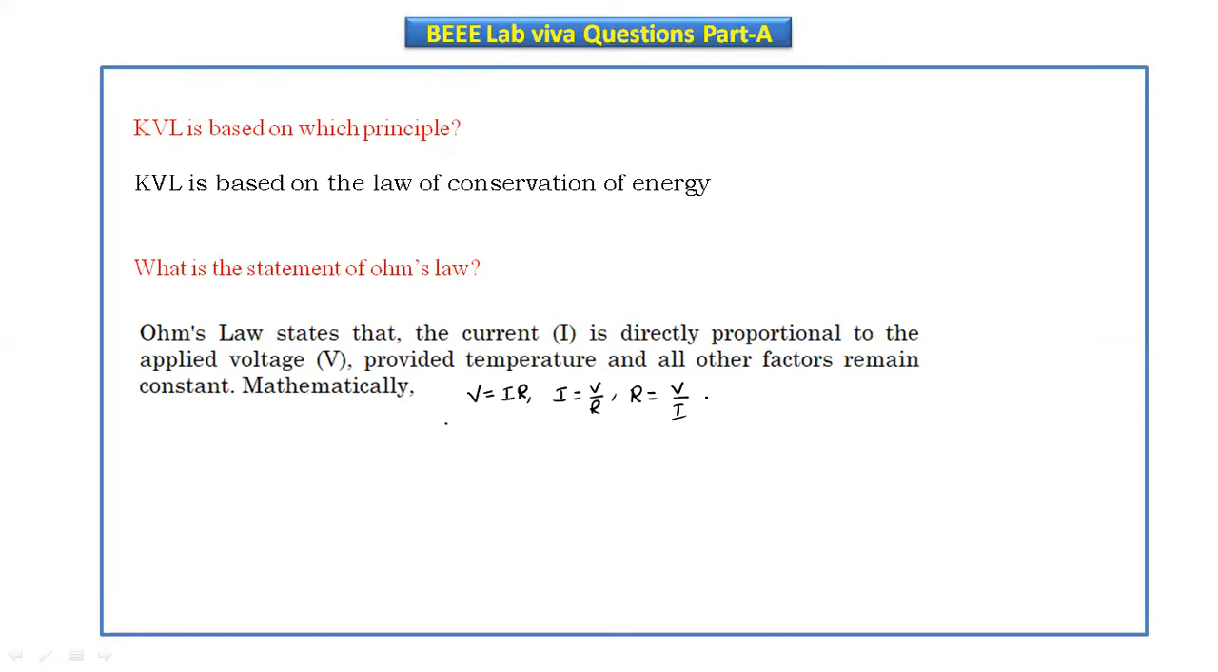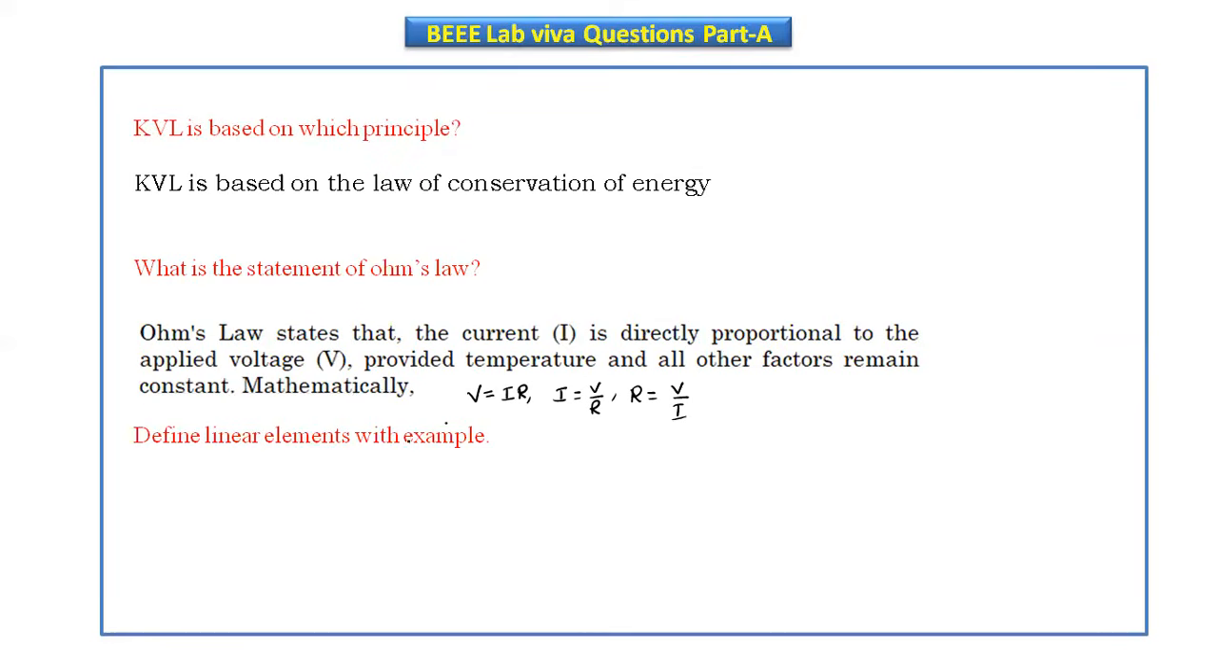Ohm's law is used to find the unknown parameter. If you know I and R, we can find the voltage using this formula. If you know V and R, we can find I using this formula. If you know V and I, to find R, we will use this formula. This is the simple Ohm's law statement.